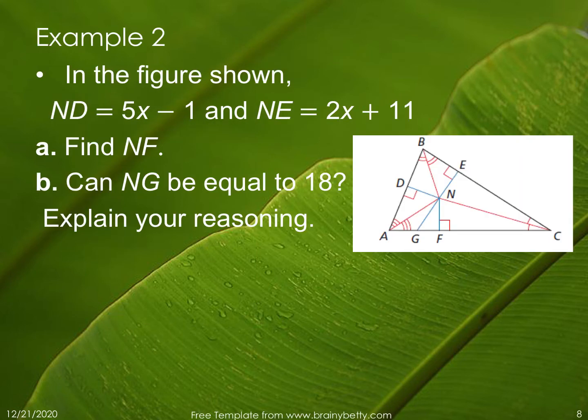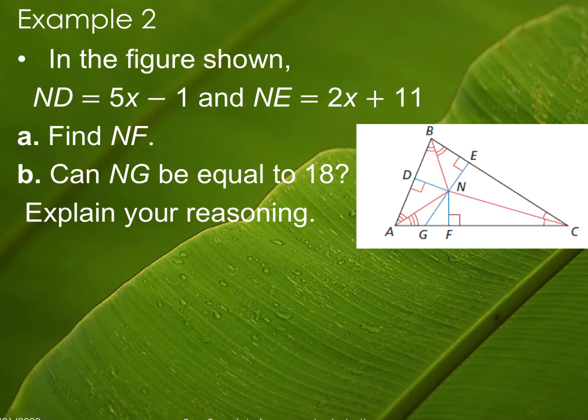Okay, so in the figure shown, it says that ND is equal to 5x minus 1, and NE is equal to 2x plus 11. It wants me to find the length of NF. Now let's figure out what these blue and red lines are. All of the red lines are the angle bisectors. Notice the congruency marks showing that angle B, angle A, and angle C were bisected.